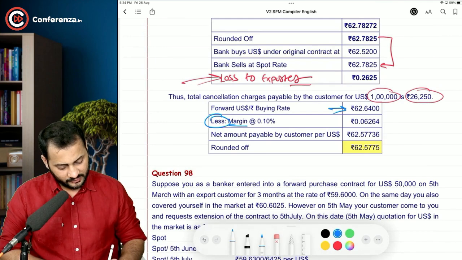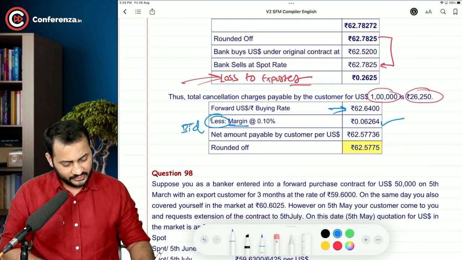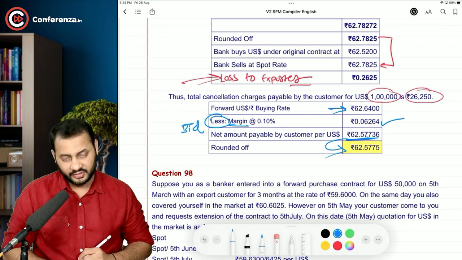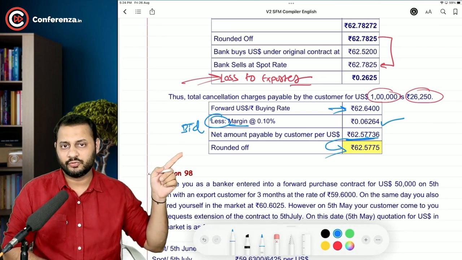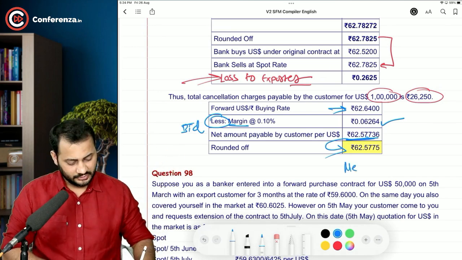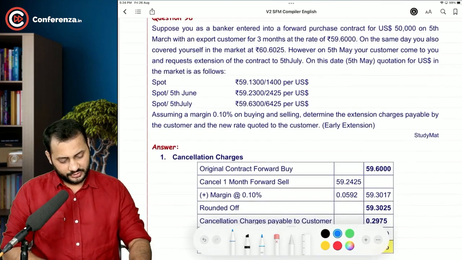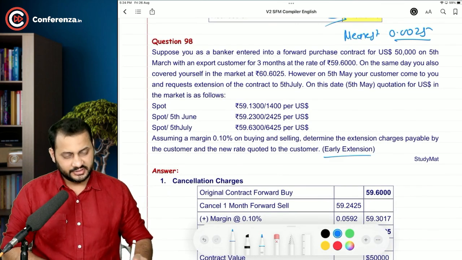62.64 less margin because of the bid rate, and this is the total amount, which is rounded off to 62.5775, nearest 0.0025. Question number 98. This is early extension.